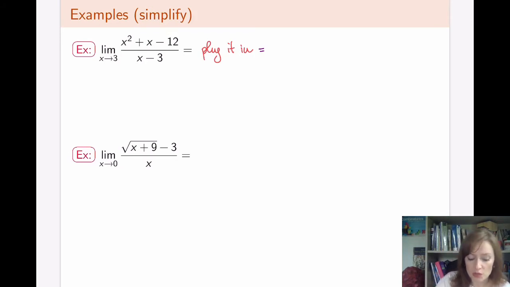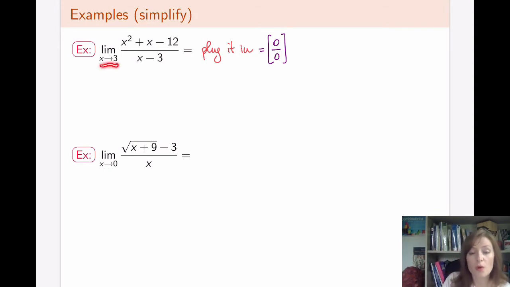But let me plug in 3, and if there is no problem at 3, then the limit is the function value. So if I plug in x equals 3 into all of these x's here, so 3, 3, 3, what am I going to get? 3 squared is 9, 9 plus 3 is 12, minus 12 is 0, so the top is 0, and then the bottom is 3 minus 3, so also 0. Well, that's an issue. Now, I'm going to put this in square brackets because this isn't really quite the number that I'm actually computing, right?